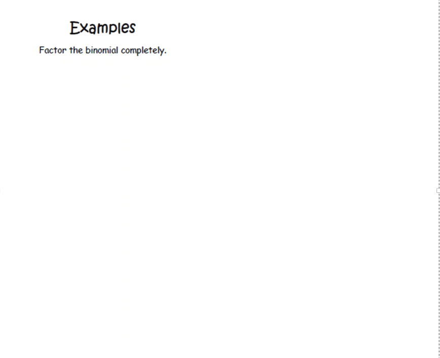The first example I'm going to give you is going to be the expression x squared minus 9. First notice that it's a binomial and we have two terms that are being subtracted. Also notice that there's no GCF between them, so we don't have to worry about pulling out a GCF before proceeding.